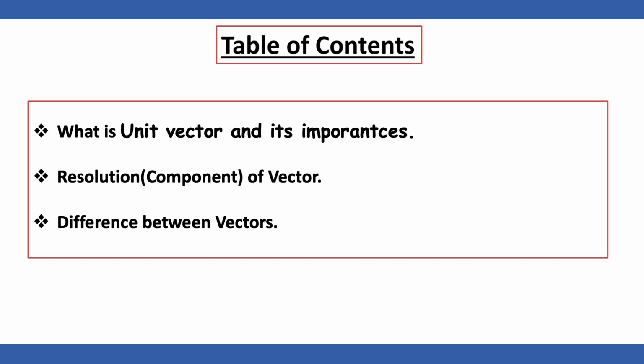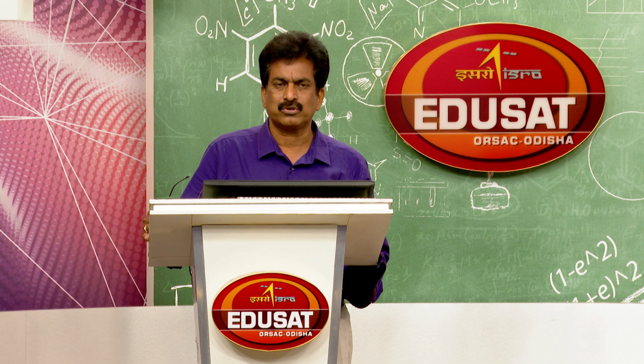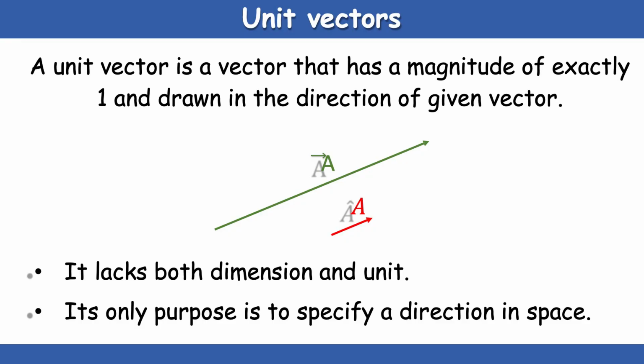So, today's table of contents is: what is a unit vector and what is its importance. The second one is the component or resolution of vectors, and the third one is the difference between vectors. These things we will discuss today. So, the first thing is what is the unit vector and its importance. Today we will discuss first the unit vector.